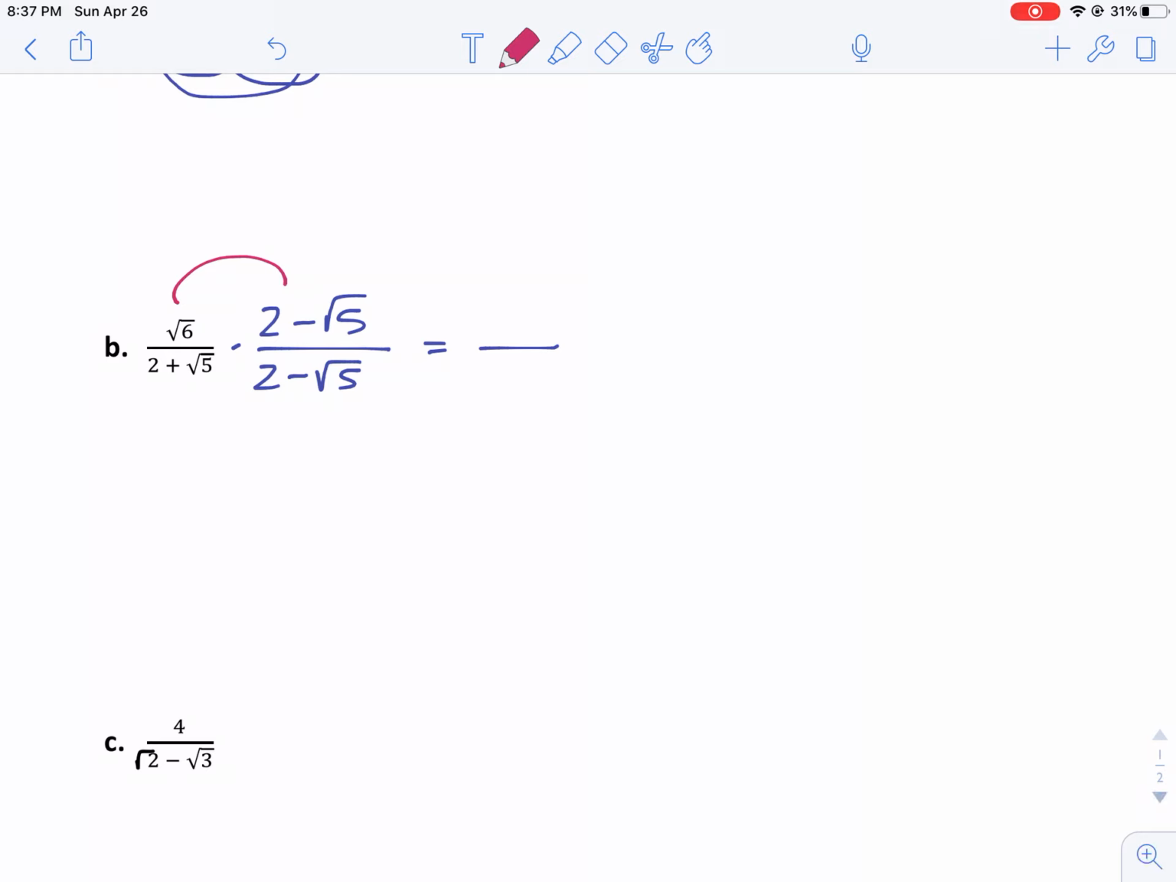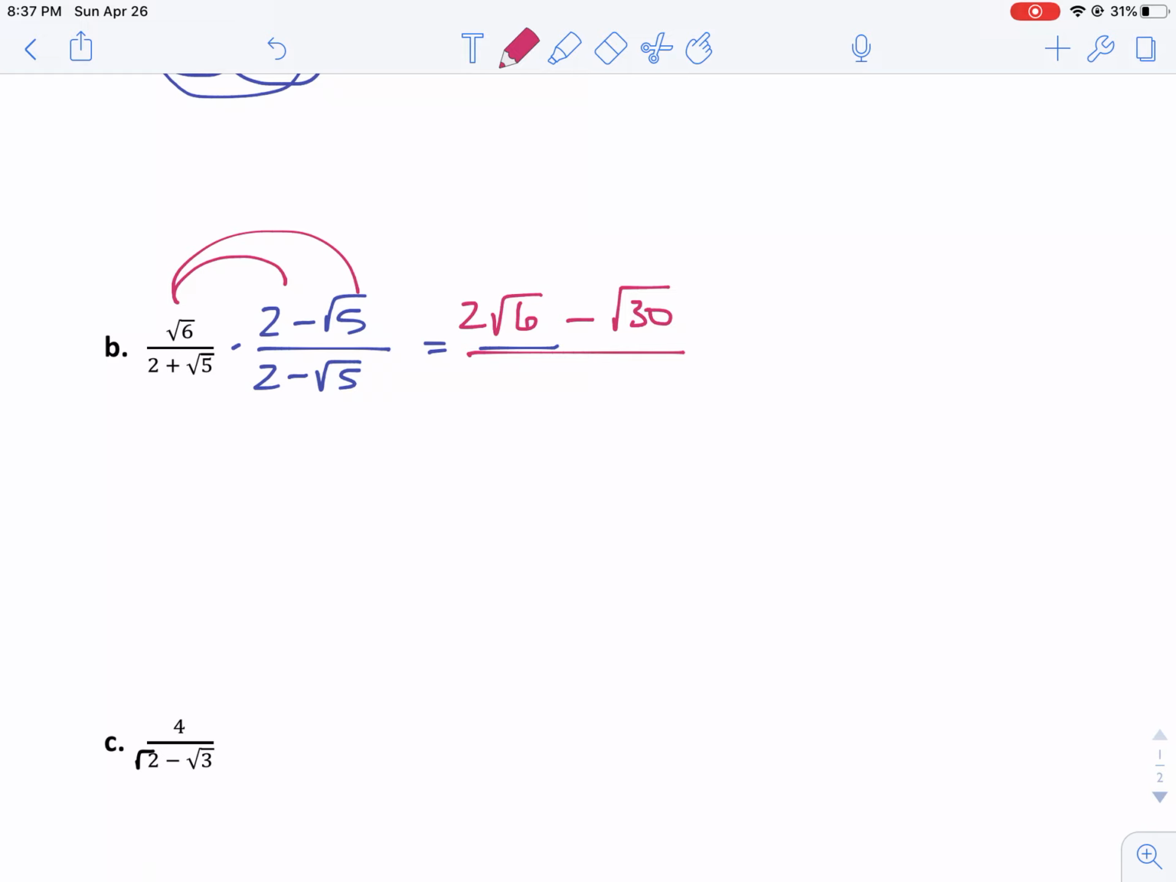So root 6 times 2 is 2 root 6. We have subtraction. Root 6 times root 5 is root 30. Okay, 30 breaks down into 2 times 15. 15 is 5 times 3. We can't take the square root of any of these, so root 30 would be simplified as much as possible. We can't simplify any further.